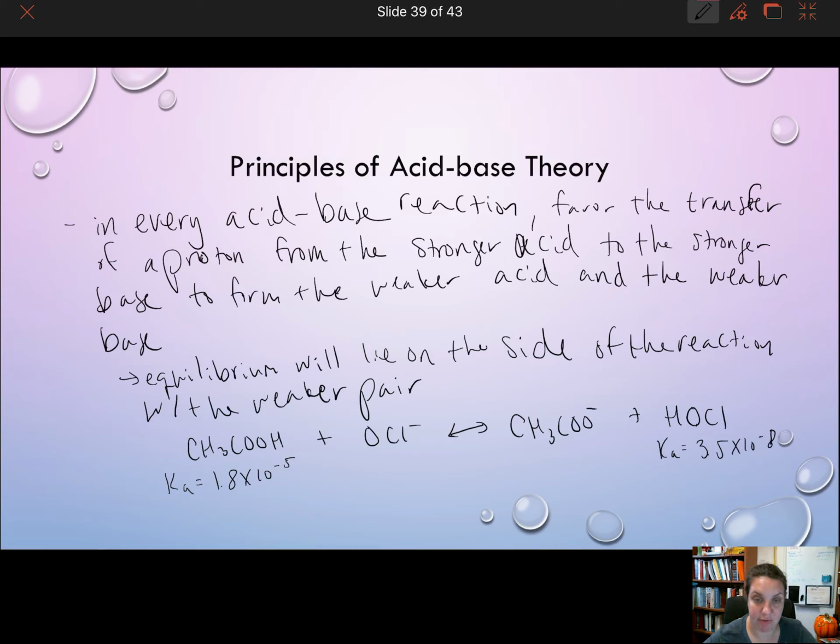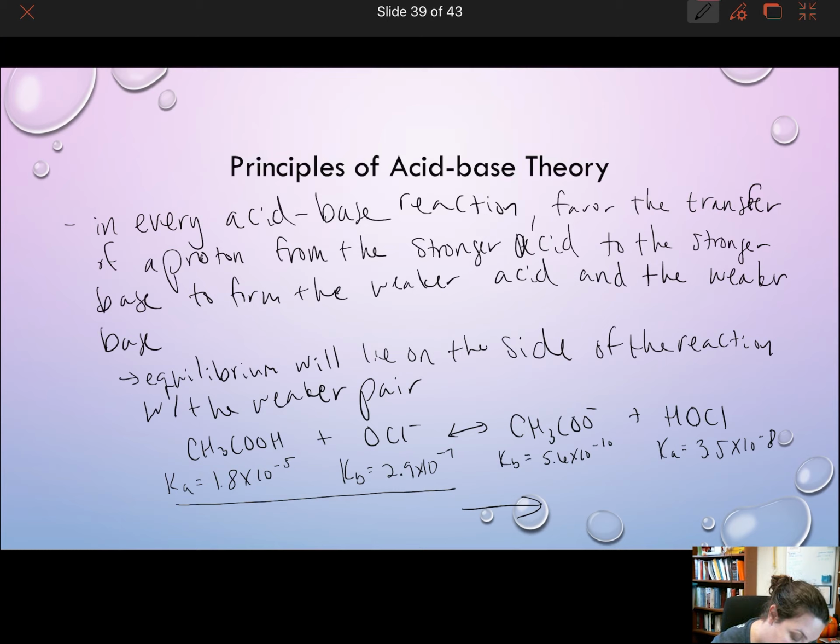Acetic acid is the stronger acid. ClO minus, we have Kb equal to 2.9 times 10 to the negative 7. And then our acetate ion is 5.6 times 10 to the negative 10. So our OCl minus is a stronger base. So this side has a stronger species. So our equilibrium is going to be in that direction, towards our weaker species. So if we were to look at the K equilibrium for this, it would be greater than 1.